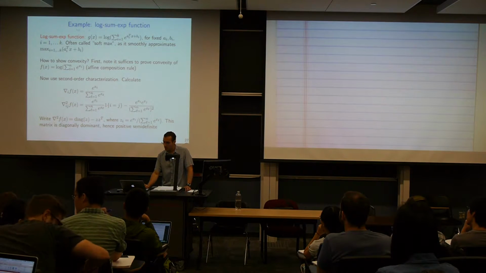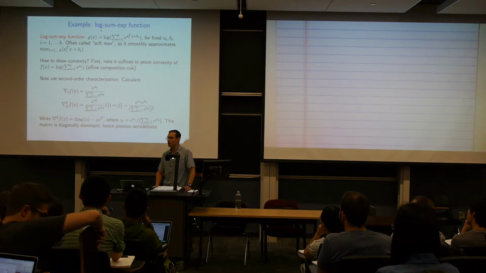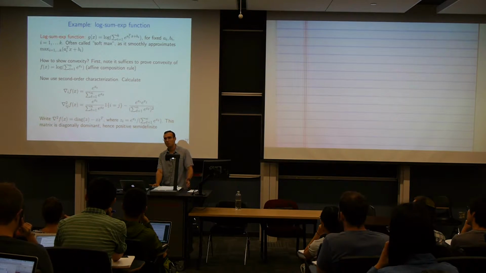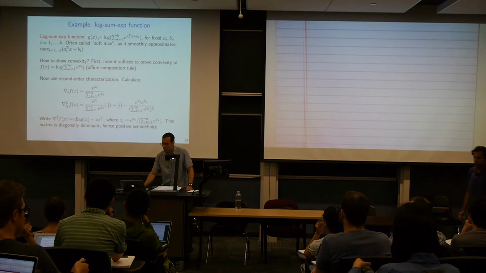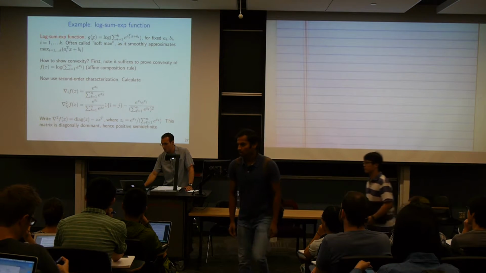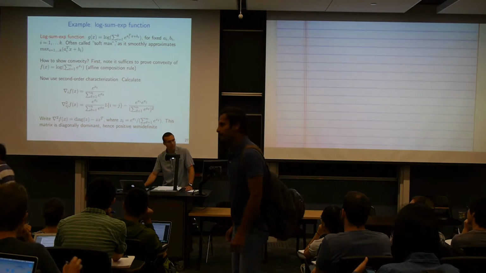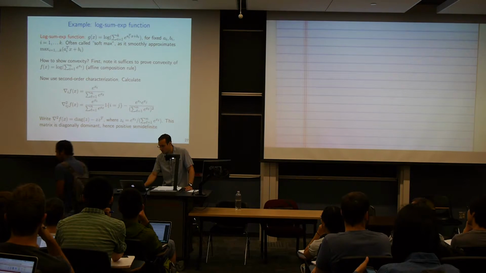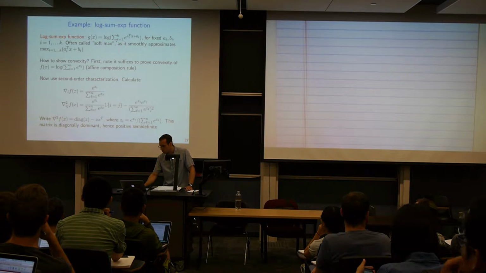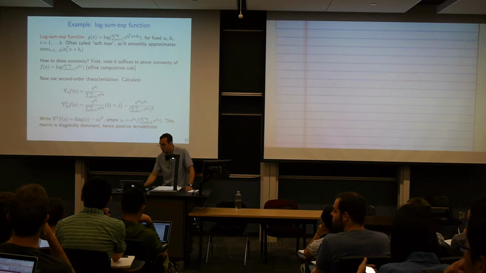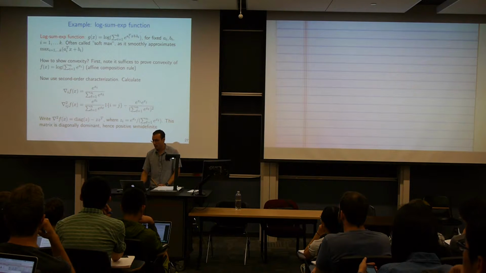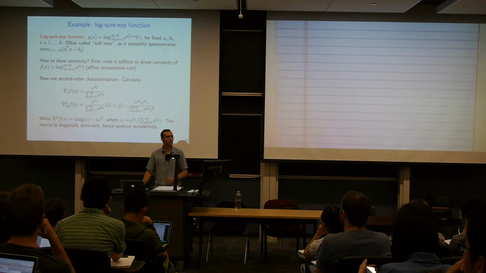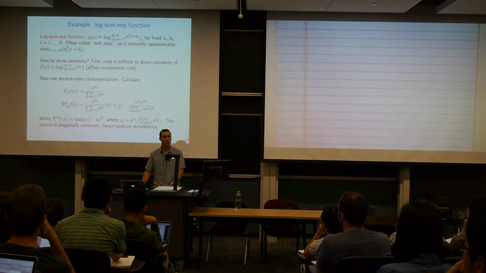It's called by your textbook, the Boyd and Vandenberghe textbook, the log sum exp function, because it's the logarithm of a sum of exponentials. Very descriptive. The function is from R^n to R, g of x, and it's equal to the log of the sum of k terms, and each term is e to the affine function of x. So e to the a_i transpose x plus b_i, where a_i is a vector in R^n and b_i is a scalar. This is a convex function of x.